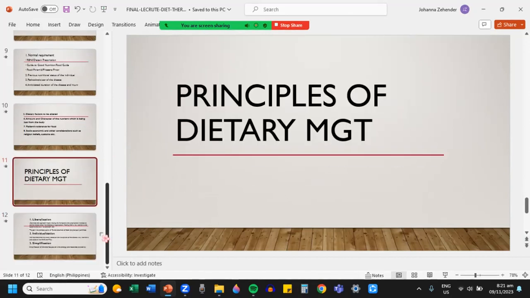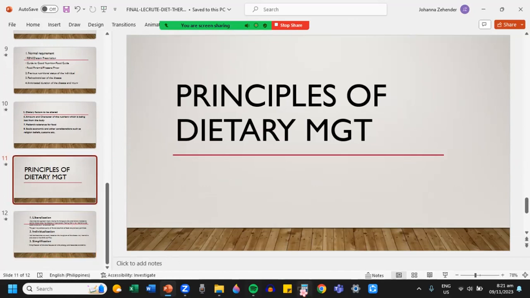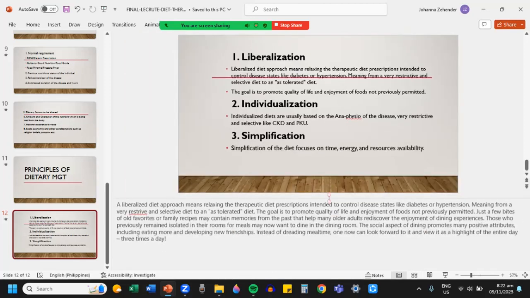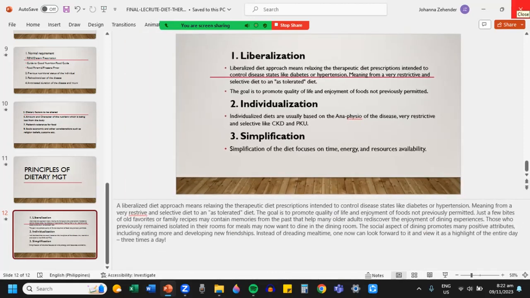Okay, so next we have principles of dietary management. Number one, we have liberalization. I'm just going to let you see this part, because this is not in the Quaper.